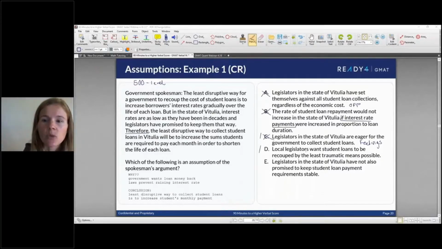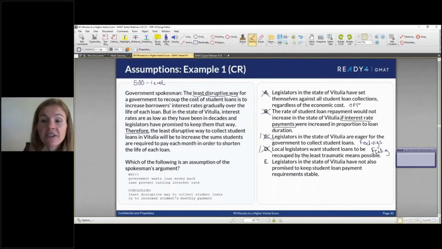D, local legislators want student loans to be recouped by the least traumatic means possible. Again, this is all about feelings, right? And they're also telling us the least disruptive way, so obviously they're trying to get the money back in a not traumatic way. So again, it's not D for two reasons. We already know it's the least disruptive way, and also we're not going to be tempted by feelings, how people feel about an issue. Feelings don't come into the GMAT.